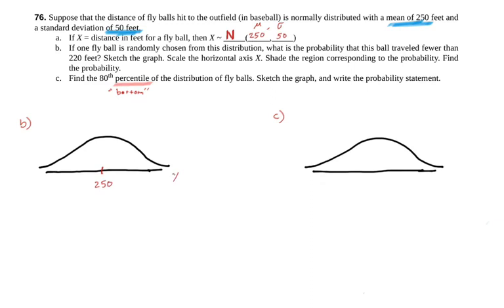Okay. So there's our mean, and here we're talking feet for our x. And then the standard deviation is 50. And so we want the probability that x is less than 220. Okay, and notice I'm using x because I am talking about feet in this case. So 220 is somewhere to the left there, and I want it to be less than that. So the part that I'm going to shade is going to be lower than that 220.